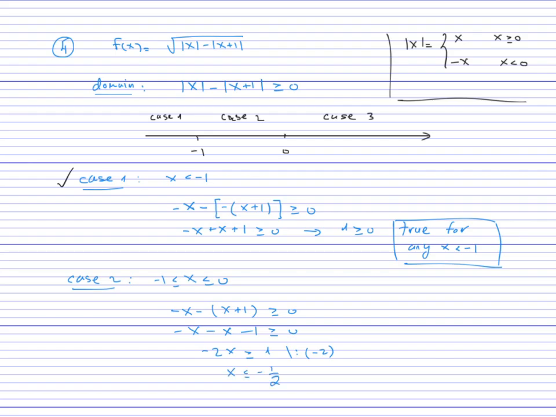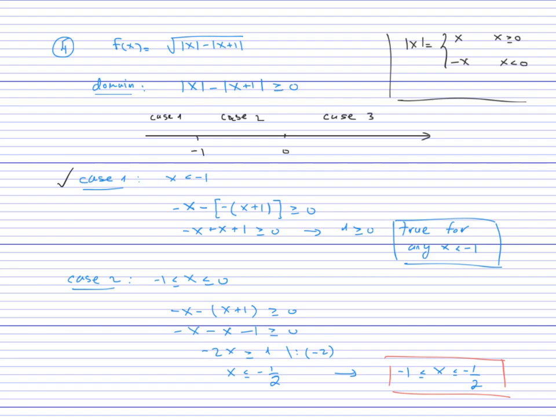Okay, so you'll get that x is less than or equal to -1/2. Don't forget here that we are restricted by this range. Here we said that x is somewhere between 0 and -1, and here we said that x is less than or equal to -1/2. That means that x is between -1/2 and -1. So if you take any number between -1 and -1/2, you'll see that it solves this inequality.